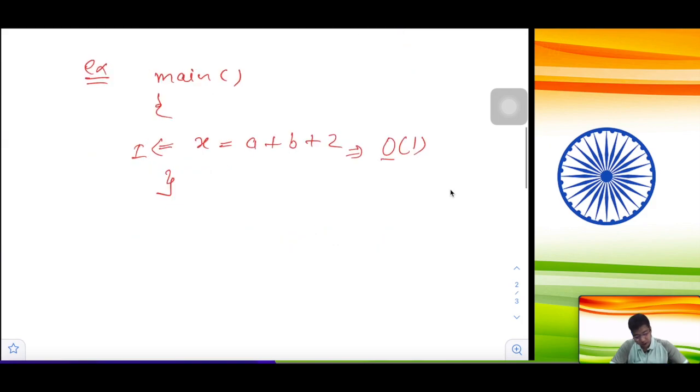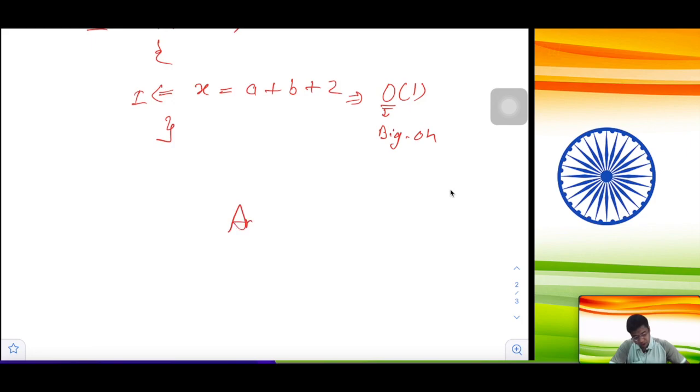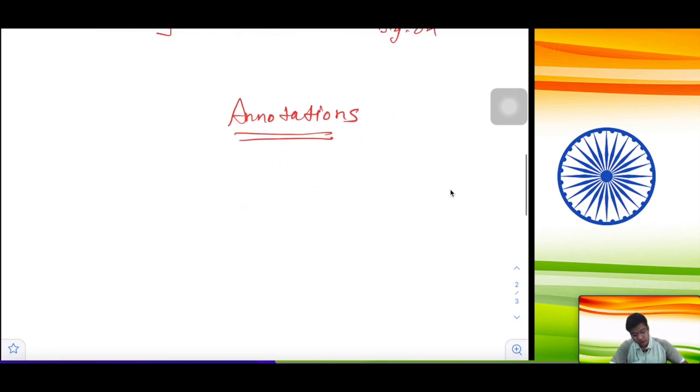Now you are asking me what omega is, what theta is, and what big O is. The capital O is the notation of big O. So now I am talking about annotations. What are the annotations? These are the three annotations here.